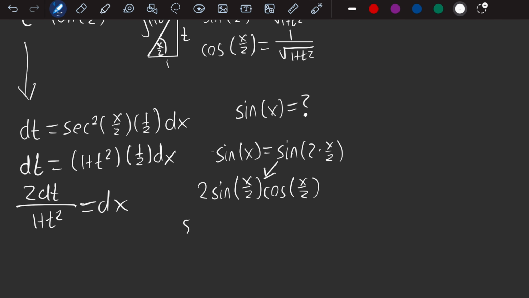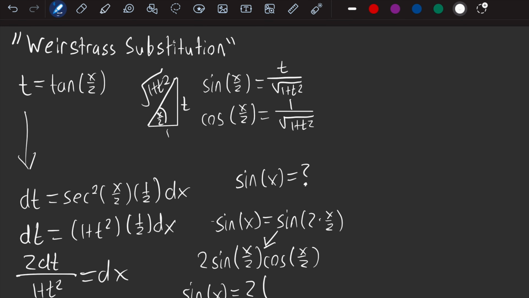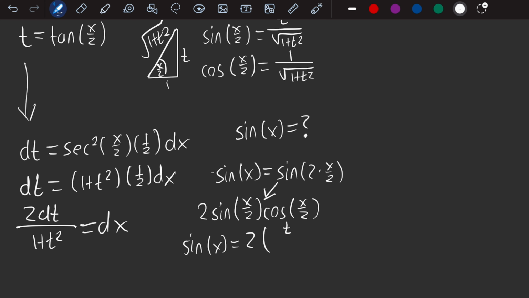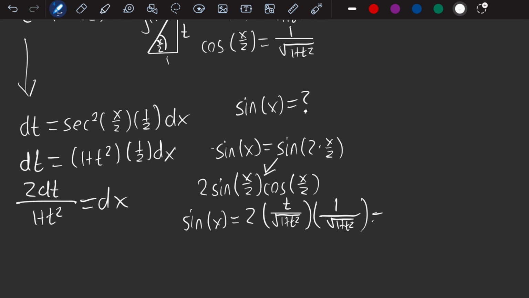So sine of x is equal to 2 times sine of x over 2, which is t over the square root of 1 plus t squared, and then cosine of x over 2 is 1 over the square root of 1 plus t squared. And so we get that sine of x expressed with respect to our Weierstrass substitution is just 2t over 1 plus t squared, because the square root cancels out in the denominator.